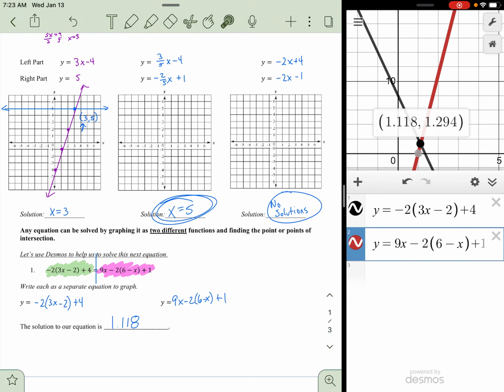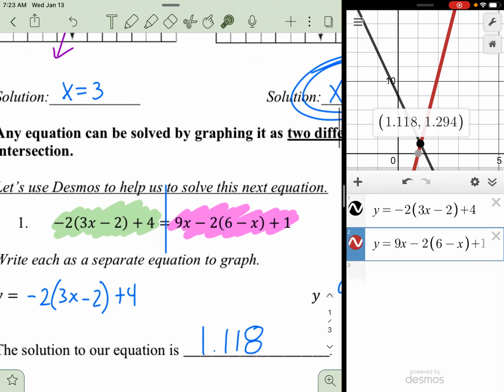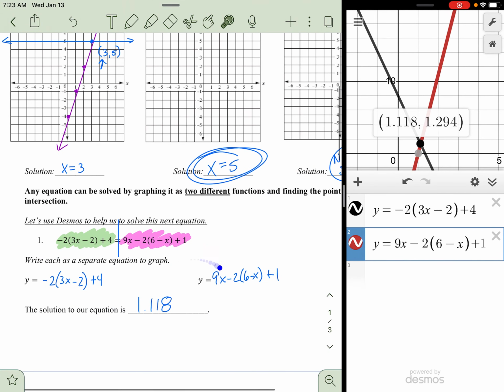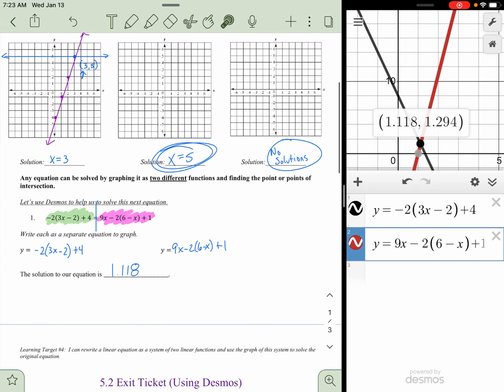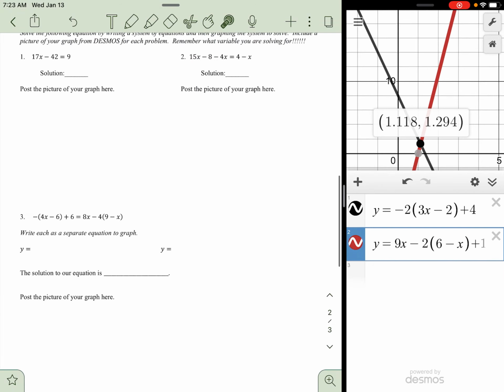Okay, so we kept it short and sweet today. You're solving an equation by turning it into a system. This is just a regular equation, but we turned it into a system and allowed Desmos to graph it for us. So that's the big thing. And just again, when you're solving an equation, you only get one part of the solution, the x value. If you're solving a system, you should have an ordered pair.